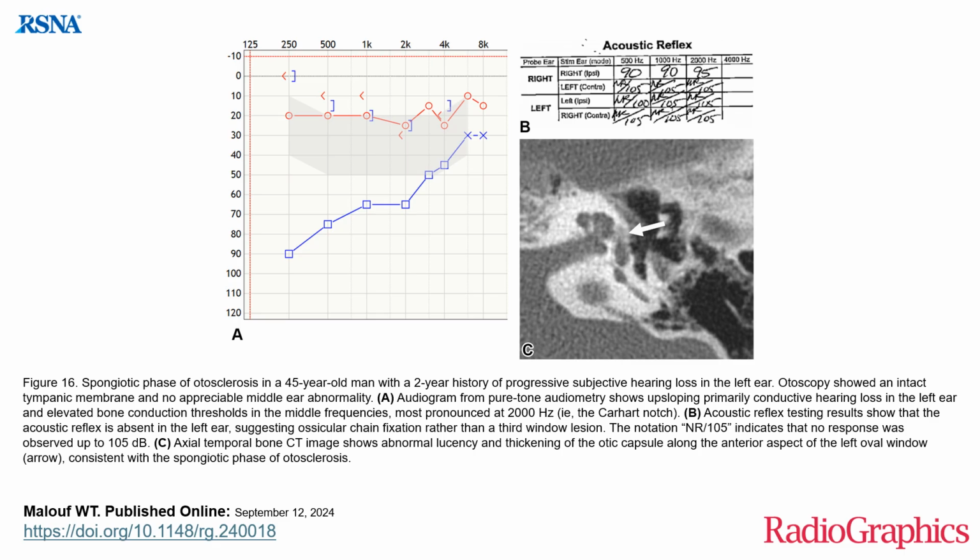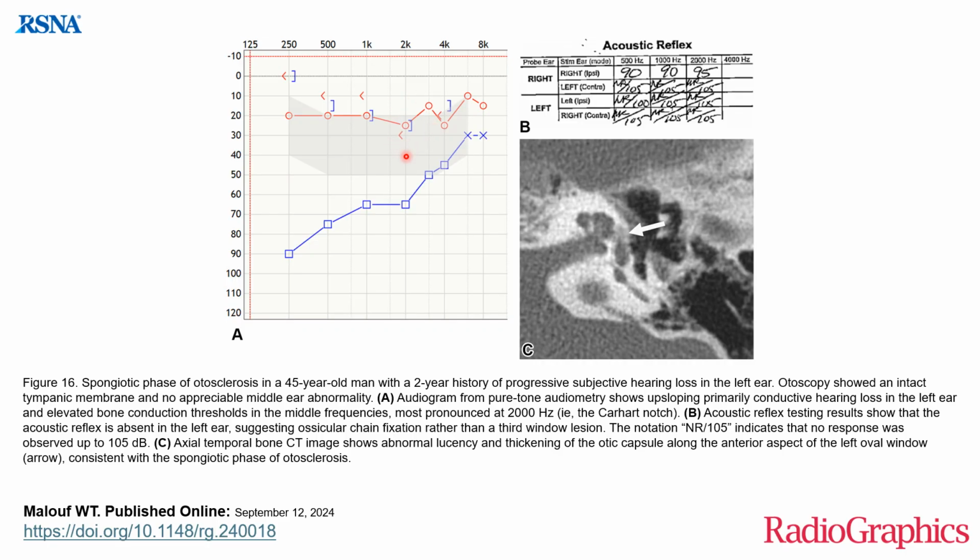This is a 45-year-old male who presented with a 2-year history of progressive subjective hearing loss in the left ear. The otoscopic exam was normal with a normal appearing tympanic membrane and no middle ear abnormality. The audiogram here shows upsloping conductive hearing loss with elevated threshold in the middle frequency around 2000 hertz, which is also known as the Carhart notch.